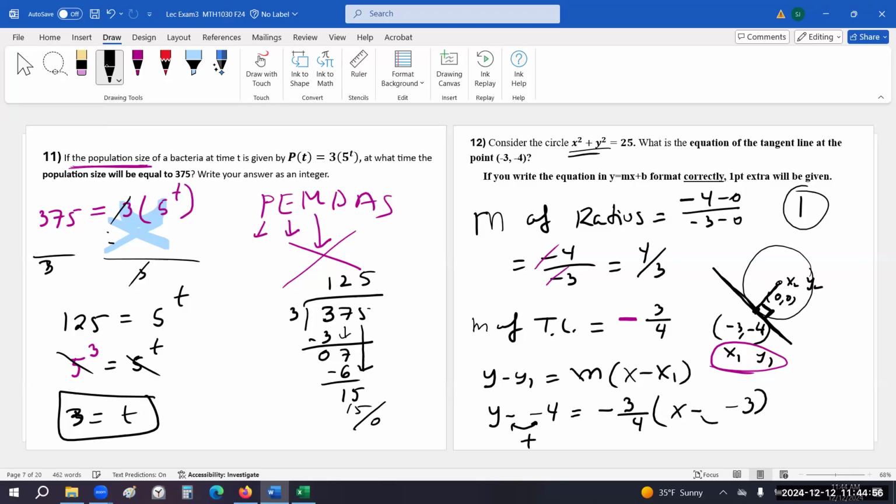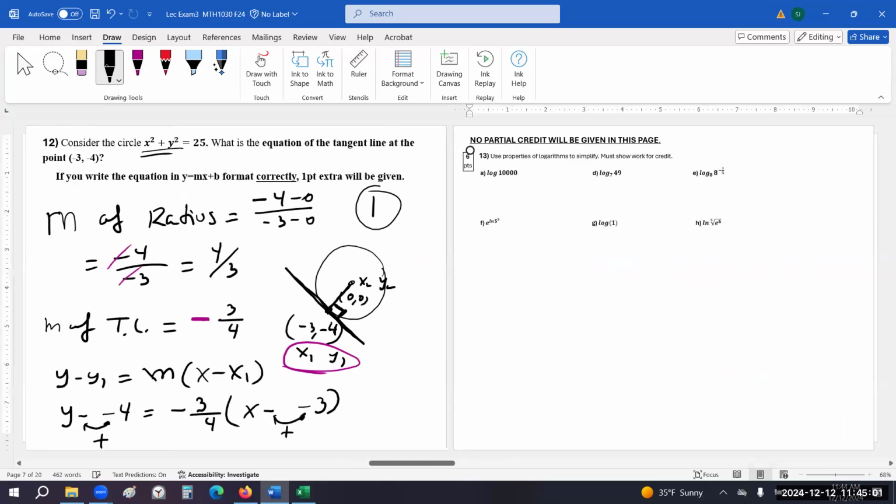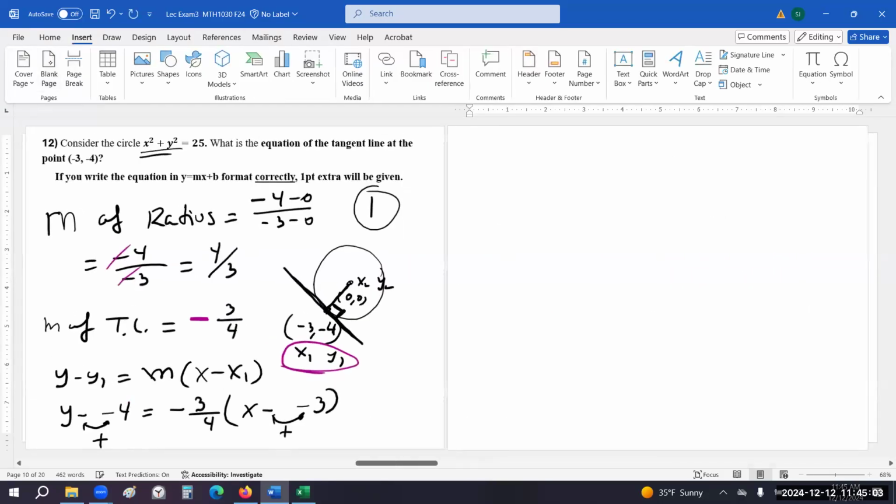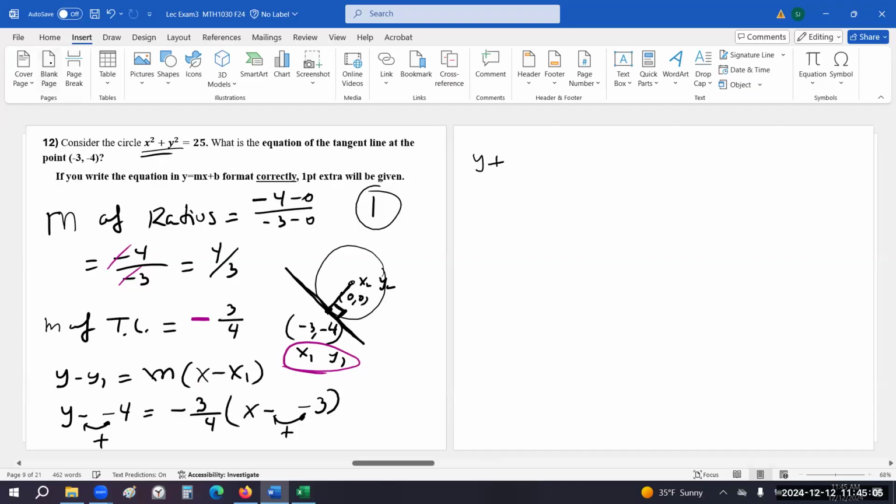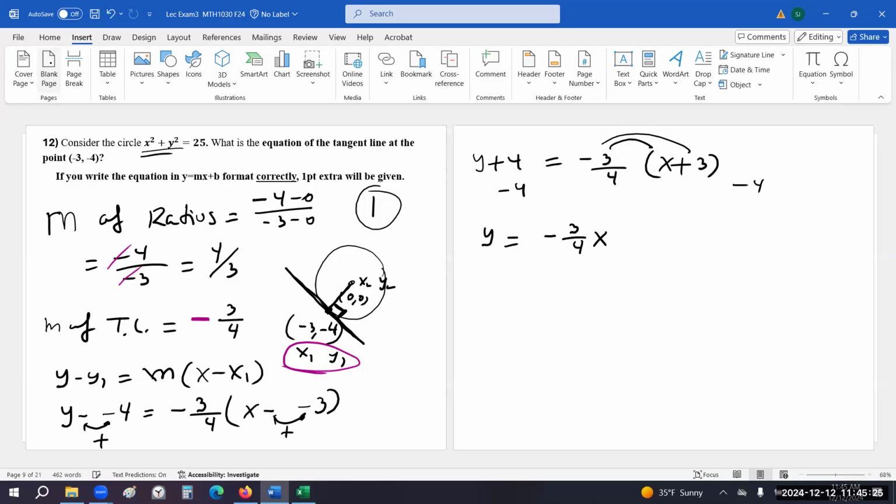They turn into positive. So y plus 4 is -3/4 x plus 3. But in the final exam, usually they solve for y. So we need to solve for y, and we are going to subtract 4 from both sides. So we have y equals -3/4 x, -9/4 minus 4.